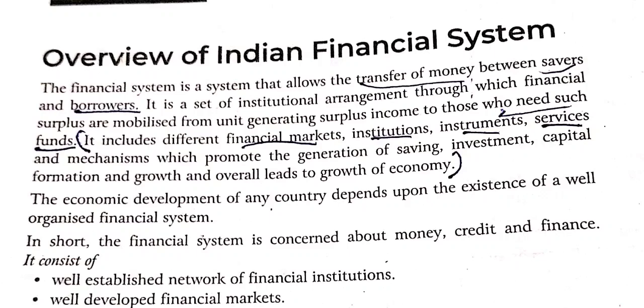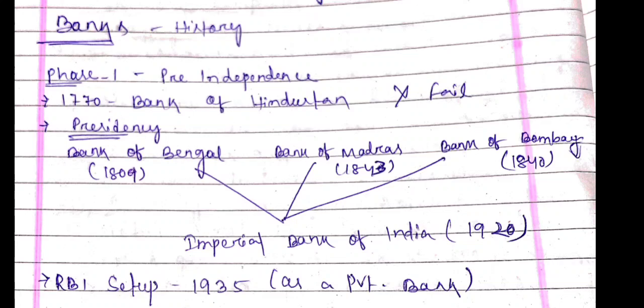Just look at this point. Who are the intermediaries? It includes different financial markets, institutions, instruments, services, and mechanisms which promote the generation of saving, investment, capital formation, and growth, and overall lead to the growth of the economy. Understand? Now the next concept is bank. How did banks develop in India, how do they work, how are they run?